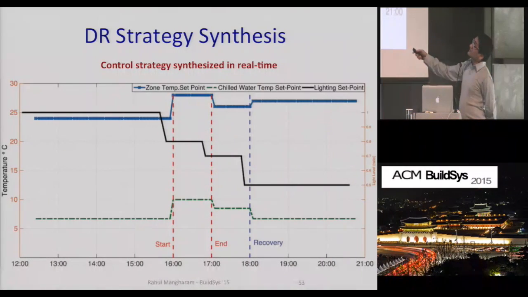And this is the strategy for different lighting, for chilled water, and for the zone temperature that we synthesized through that duration. And so this is all done automatically. This is all done online in real time, right? Just 5 minutes in advance notification, and we can synthesize this.